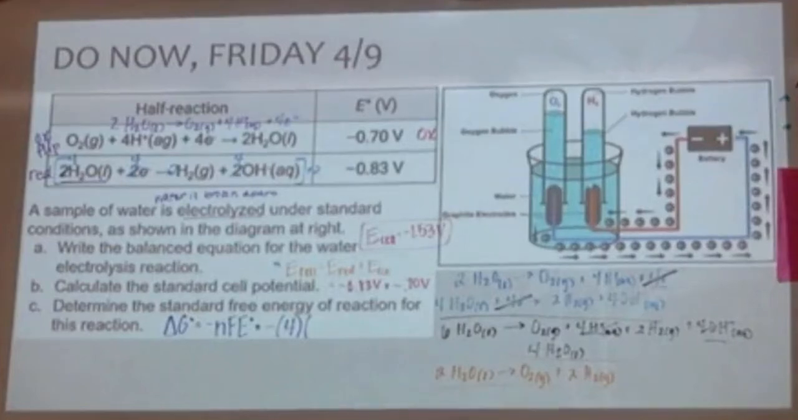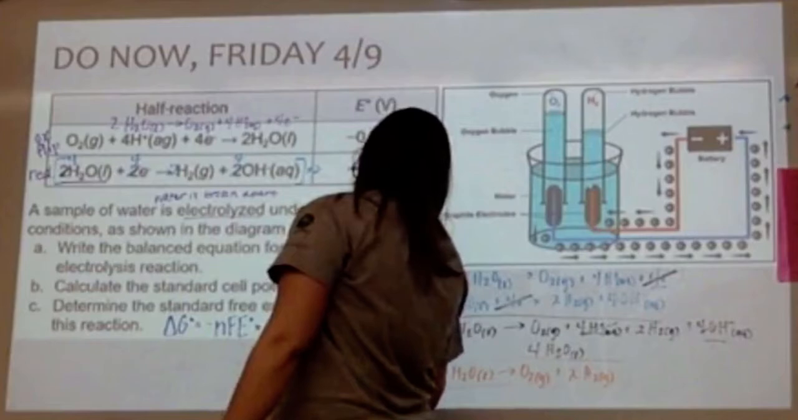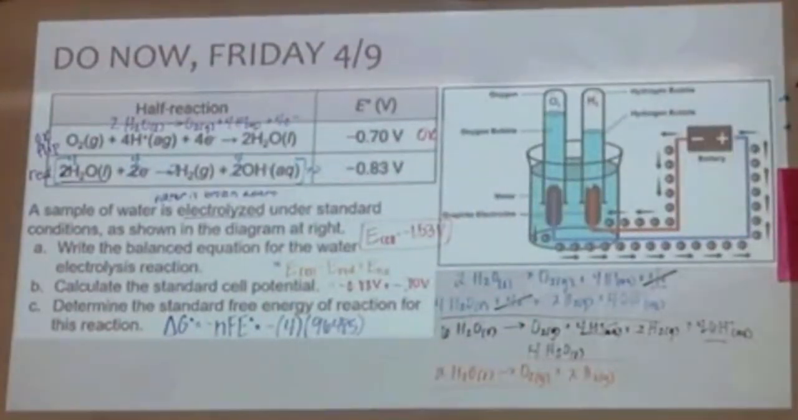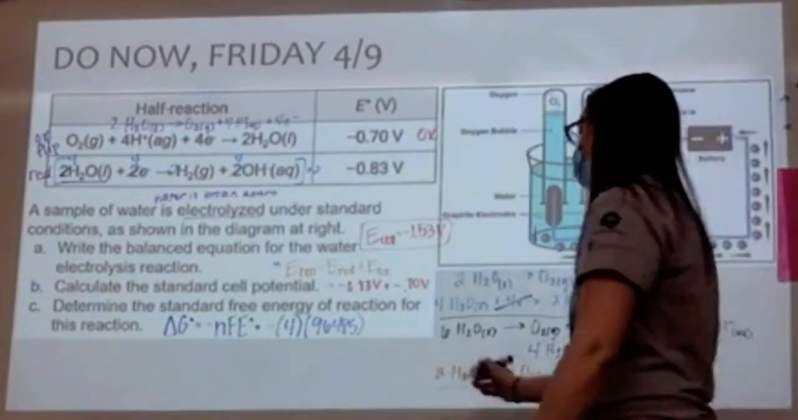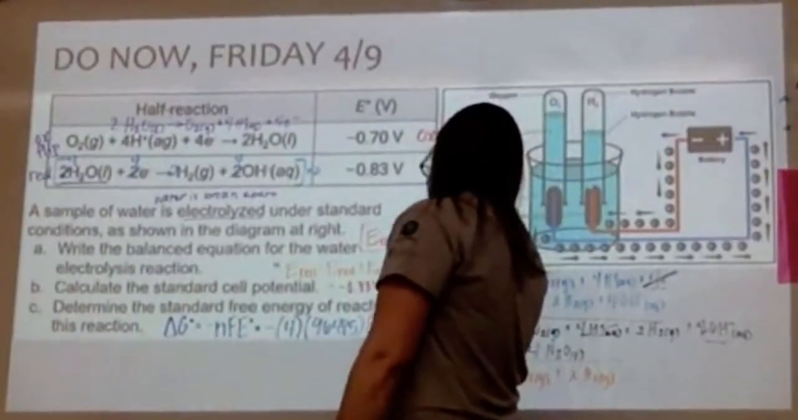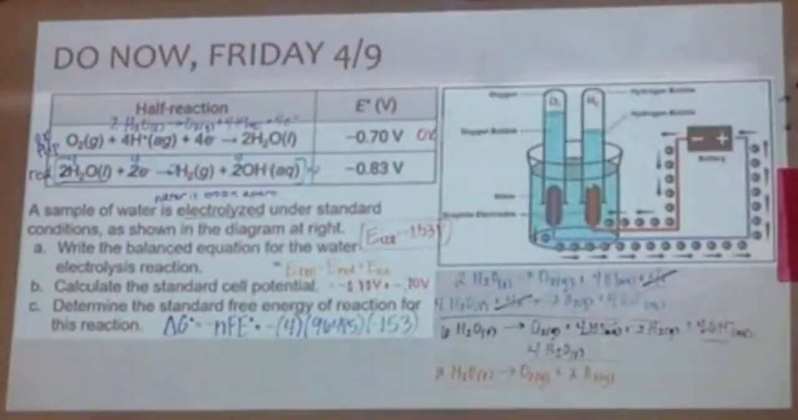It's 96,485. So it's 96,485 coulombs per mole of electrons. And then E naught is the voltage, negative 1.53. Don't forget your negatives. Volts is a joule per coulomb. So when you solve for delta G, it comes out in joules.